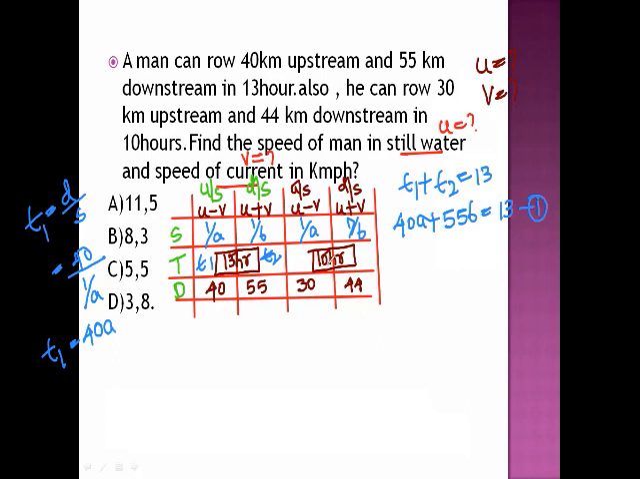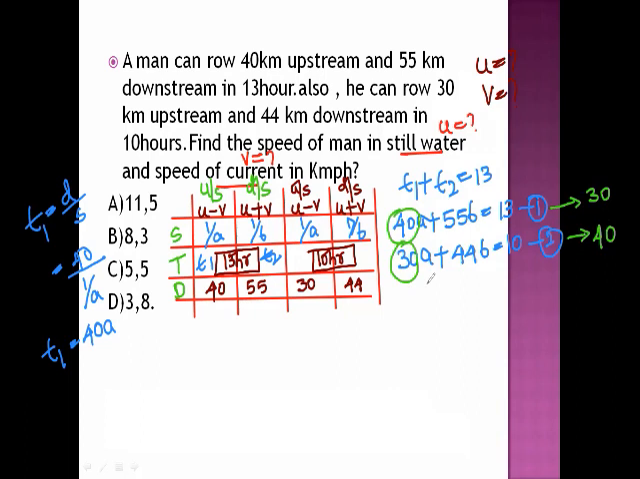Similarly, in the second case, I can write 30a plus 44b is equal to 10. I call this equation number 2. Then what I will do, I have to multiply, because nothing we can easily add or subtract. So I am multiplying this by 30, and this by 40, interchanging these coefficients.